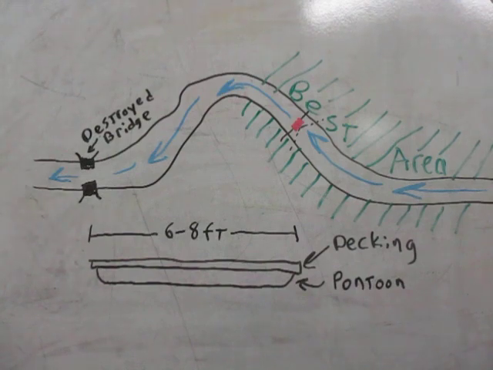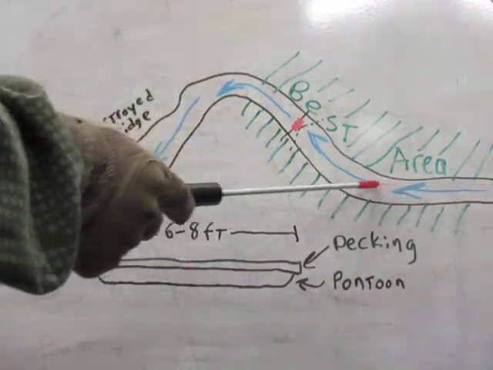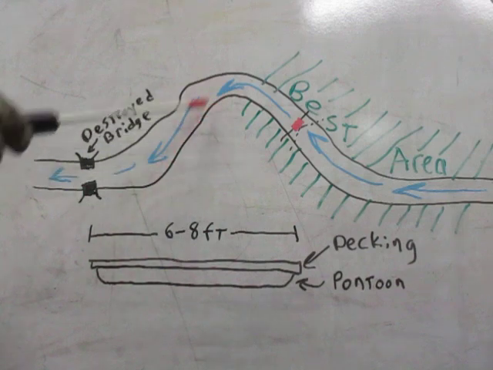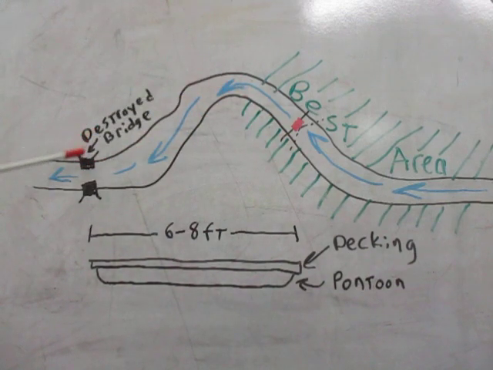Now here, the layout of the area for consideration. We have a river here, and I tossed in an oxbow, that's what this is called. And over here we have a destroyed bridge. Now, description first on the raft. And I'll try to generalize it so that pretty much anyone can copy it.